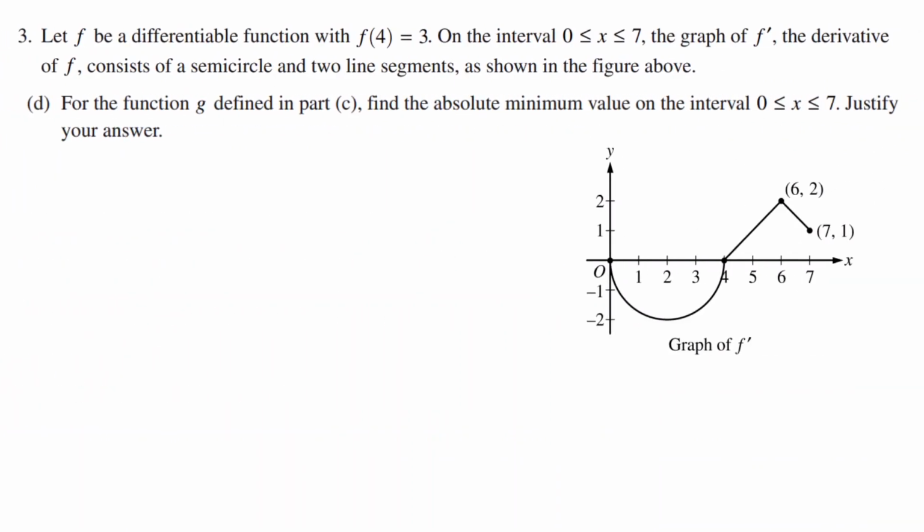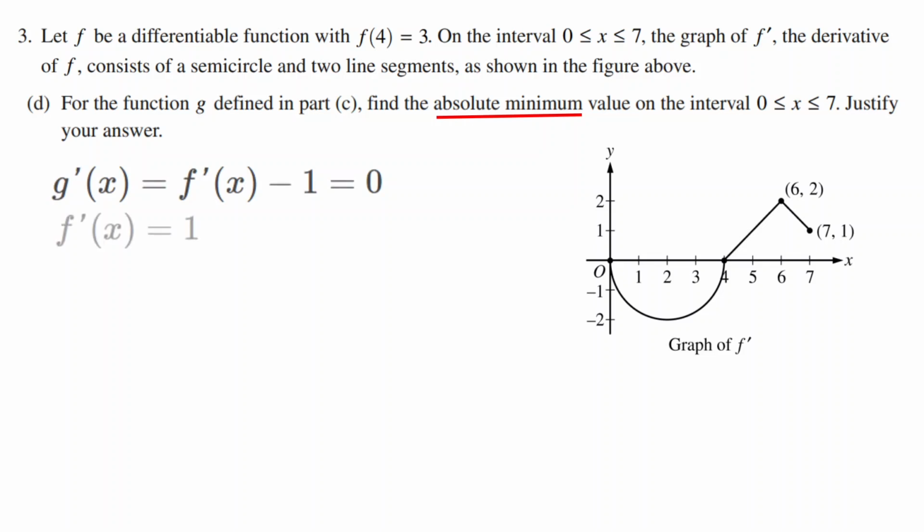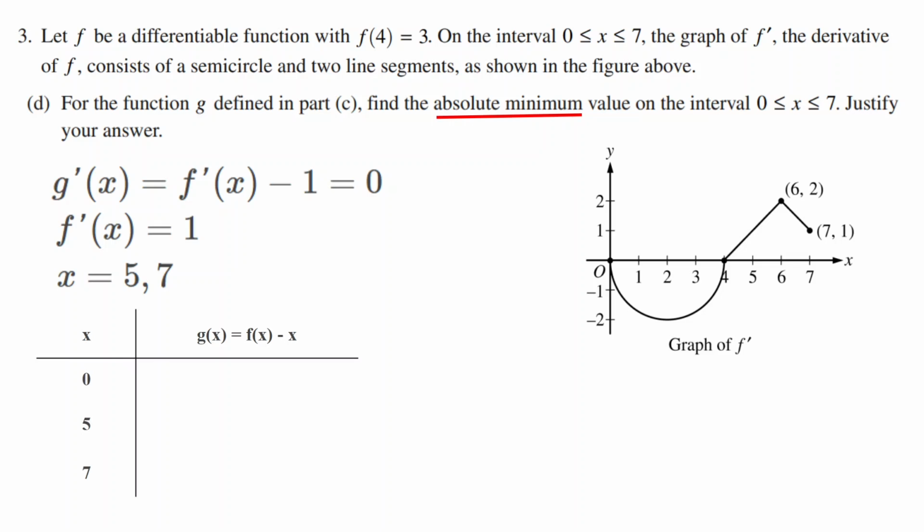For the function g defined in part C, find the absolute minimum value on the interval 0 less than or equal to x less than or equal to 7. Justify your answer. To find the absolute minimum, we test the critical points and the bounds of the interval. To find critical points, we set g prime of x, which equals f prime of x minus 1, equal to 0. We simplify that to f prime of x equals 1. From the graph, we see that this happens at x equals 5 and x equals 7. We also take the bound x equals 0 and plug all three of these values into a table.